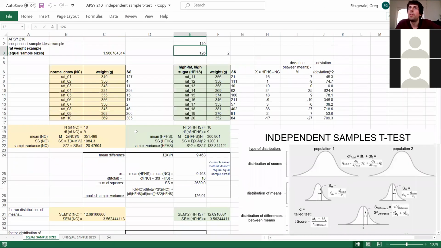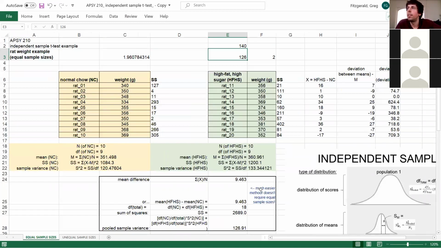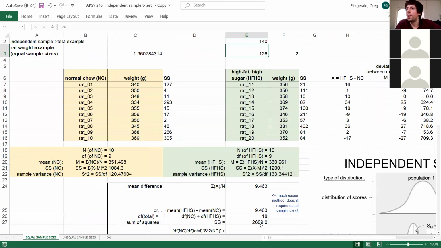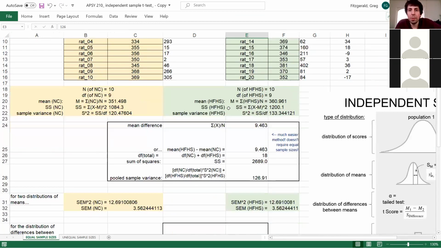So here's our rat weight example in our Excel spreadsheet. Let me just zoom in a little bit. In this spreadsheet, I have done all of the work that we did by hand, by hand in quotes, in Excel, in PowerPoint. And you could follow along with these steps and try to stay organized when doing your own t-tests or answering quiz problems. But I will tell you there's no reason to do this.